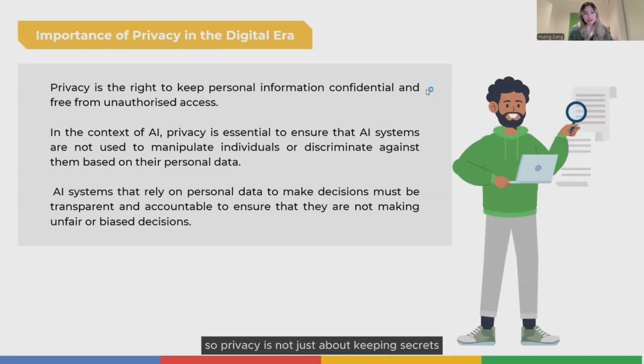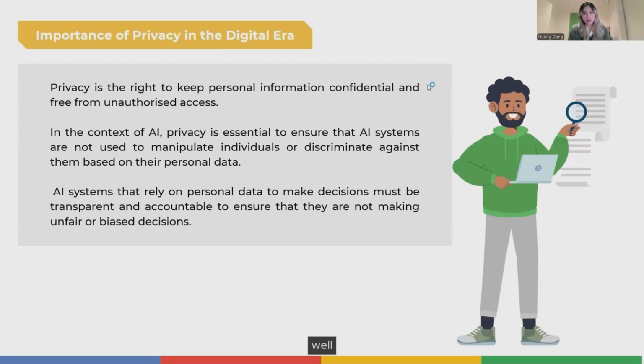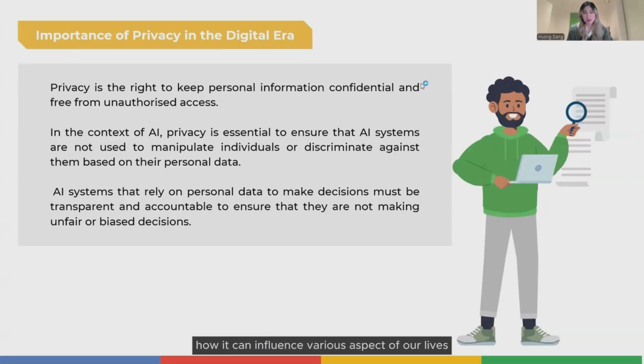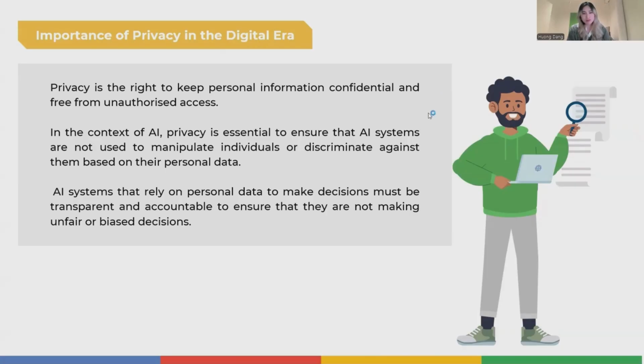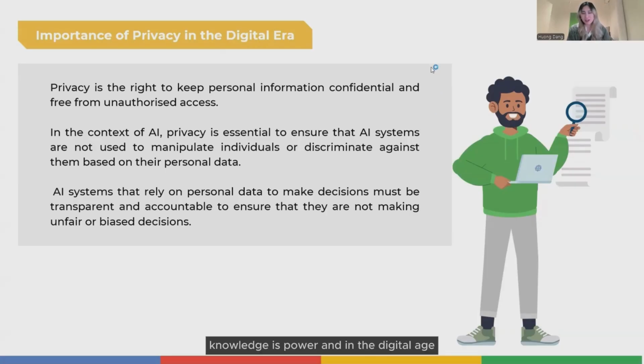So privacy is not just about keeping secrets. It's the right to keep personal information confidential and free from unauthorized access. Well, what this means is maintaining control over your personal information. So consider how data can influence various aspects of our lives, from job applications and credit scores to even the news that you're reading. As the saying goes, knowledge is power, and in the digital age, knowing how your data is used is very critical.